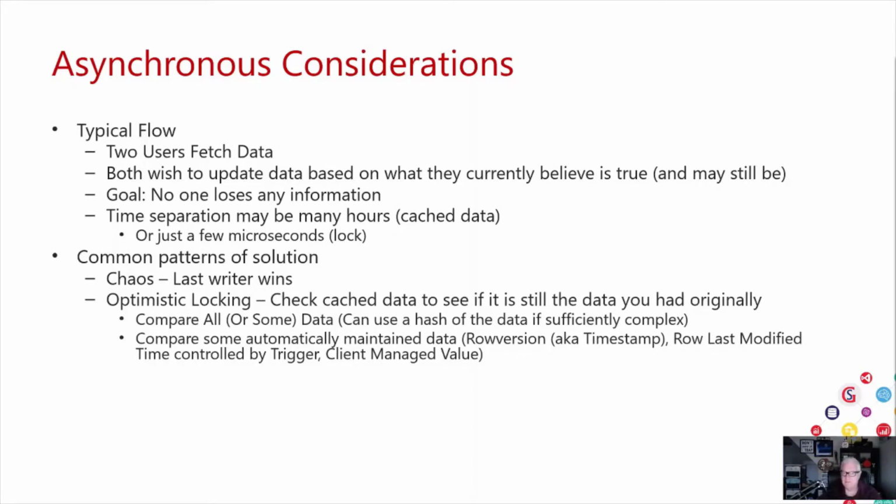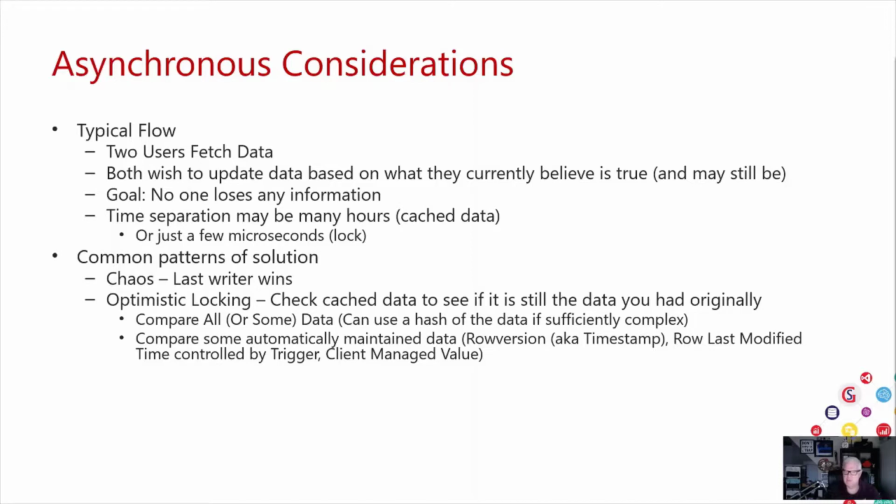Optimistic locking: we want to check the cache data to see if you still had it. So when you do your update, you take all the data you used to have and all the data you have now, the changes you made, and you pass it by the table and you say, has any of the data changed from what I believed it to have?